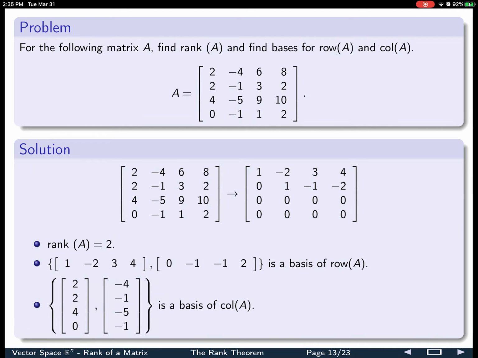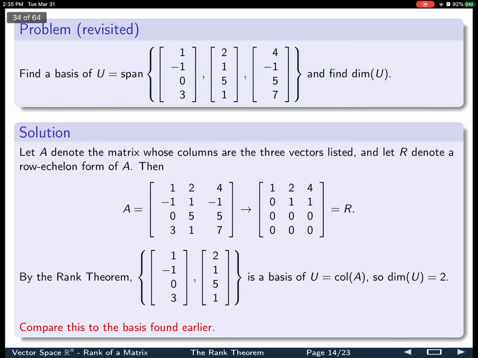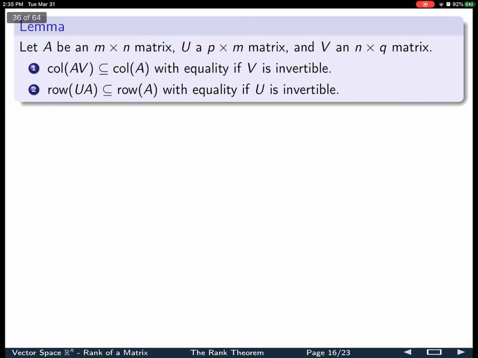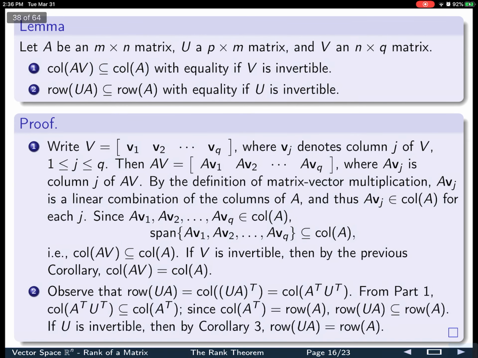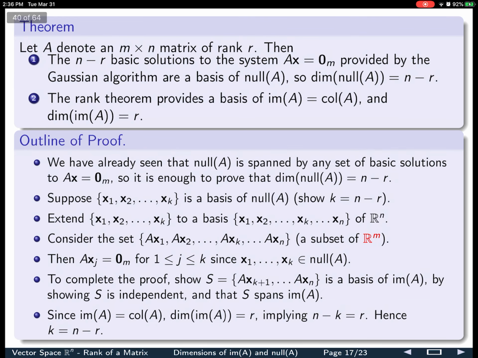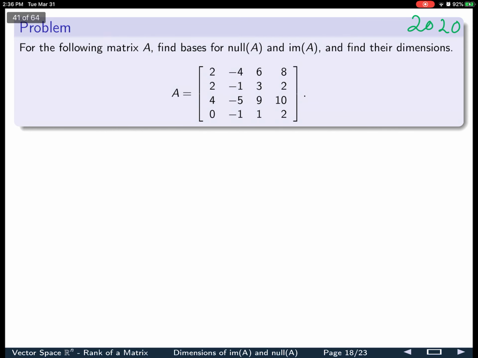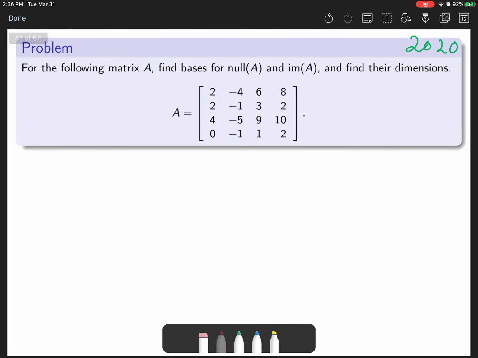Next, we're going to look at a problem that's pretty similar, except we're just going to be finding different bases. Trust me that this is stuff that I've already mentioned to some extent. It's just rephrased in this section. Here we go. Now, for this matrix A, we're going to find bases for the null space and the image of A, which, again, is just another way of saying the column space here.